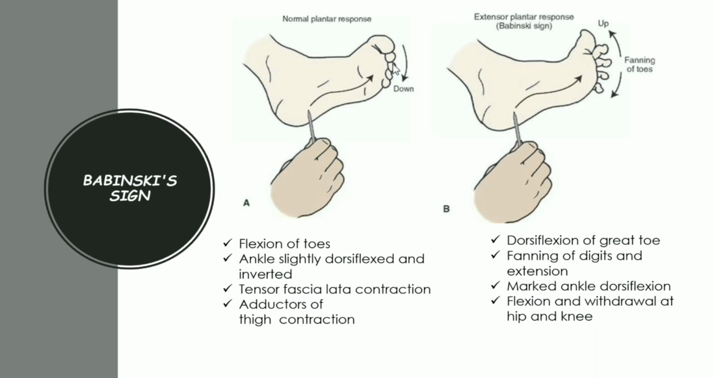And this is called an extensor plantar response or a Babinski sign, which is a very characteristic finding of upper motor neuron lesion. What is the reason for this Babinski sign? Corticospinal tract is innervating the flexors of these digits and limbs.